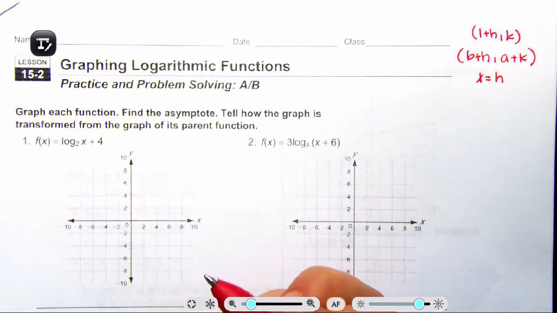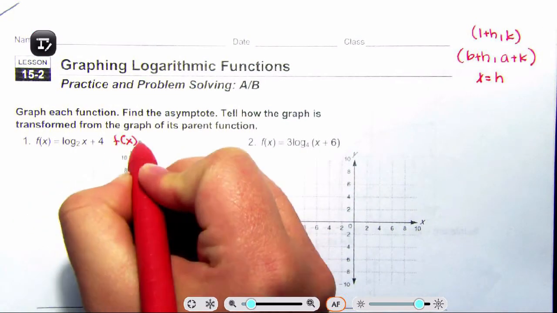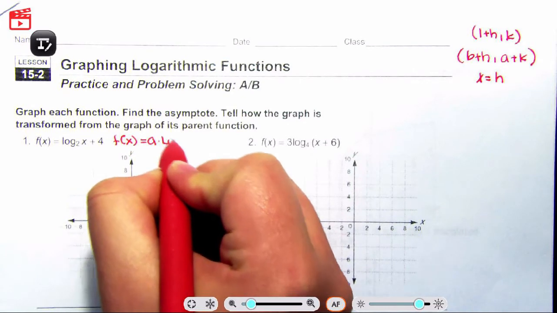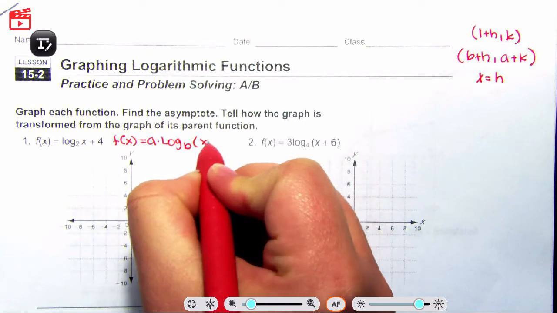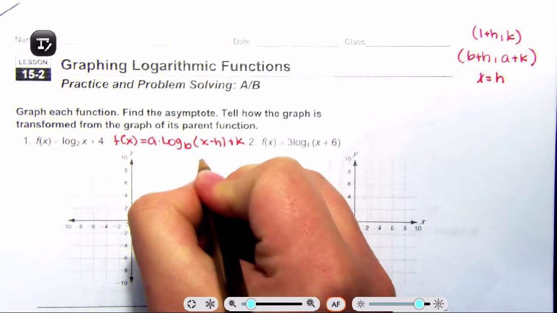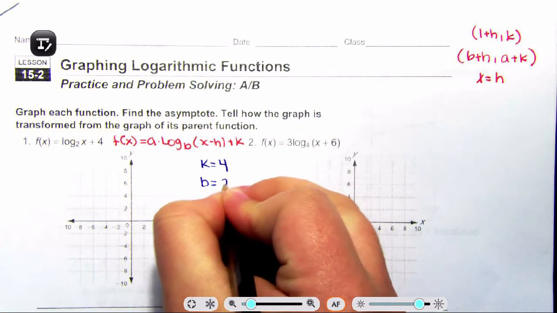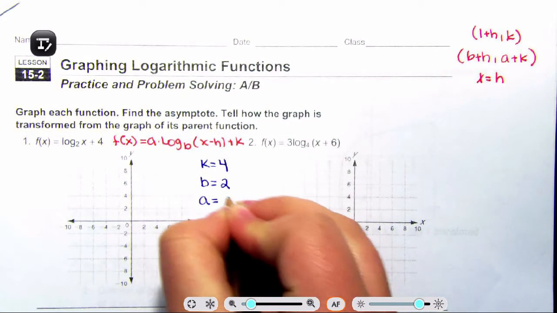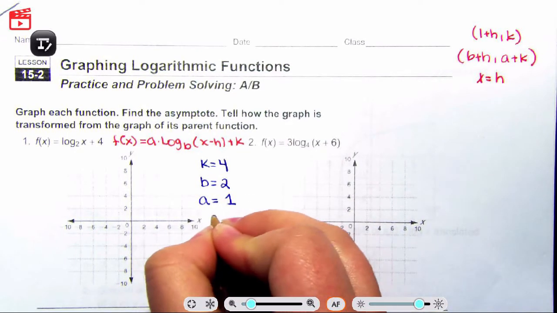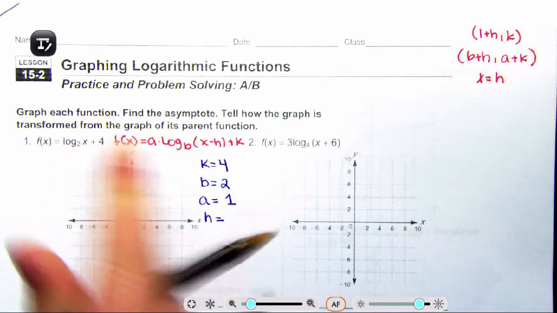All right, let's go ahead and graph this here. Our transformed function is a times log base b of x minus h, plus k. So k is now 4. That means we have a vertical shift of 4. Our b value is 2. Our a value technically is not there, but it's 1. And since there's nothing next to x, our h value is 0.